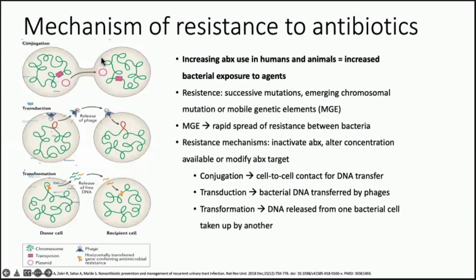Up top here, we have conjugation, which does require cell-to-cell contact to transfer DNA from one bacterial cell to another, as opposed to transduction here, where bacterial DNA is transferred from one cell to another by phage. And then finally, in transformation, DNA released from one bacterial cell is taken up by the next one. Both transduction and transformation do not require cell-to-cell contact.